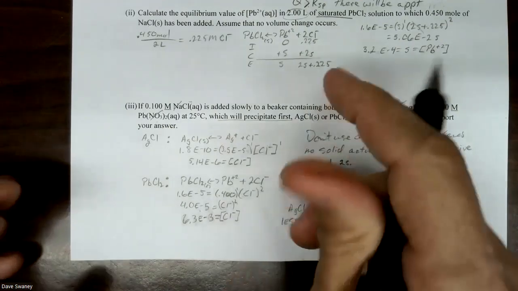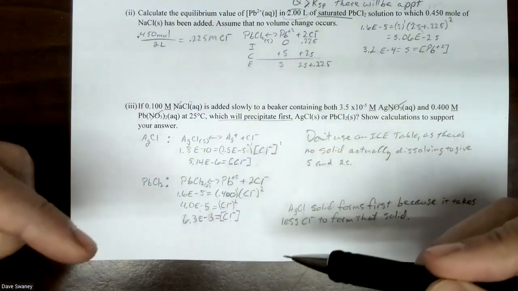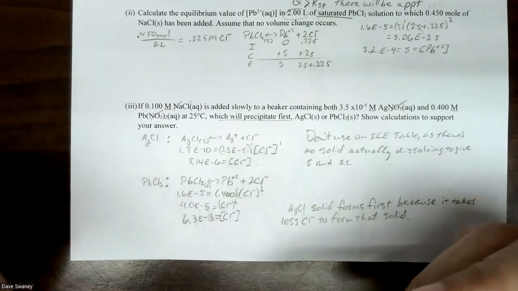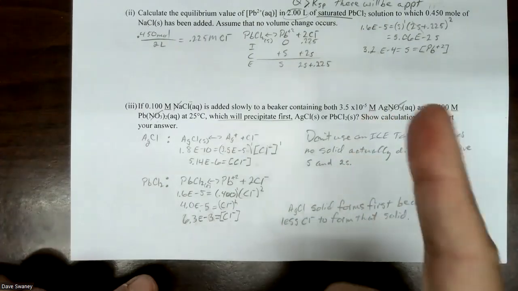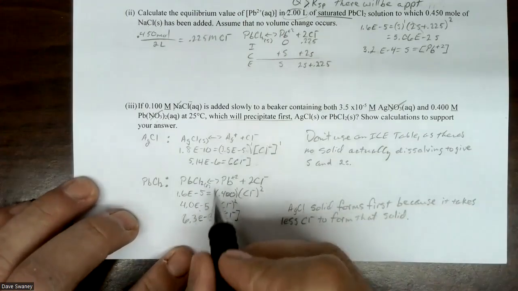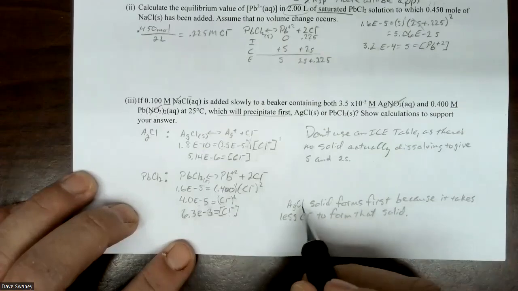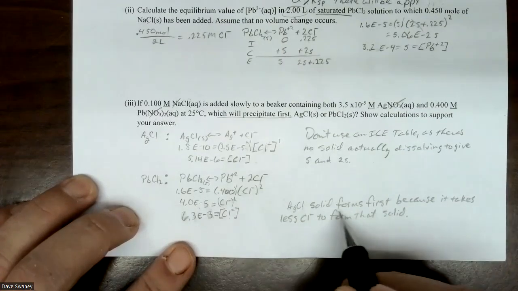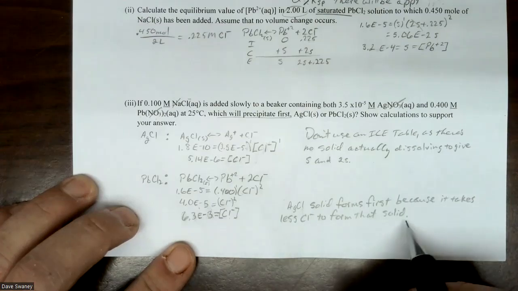Now, obviously, as we add the NaCl, it's coming up from 0. The molarity of Cl minus cannot be anything greater than 0 when there's nothing there. So it's got to rise from 0, and it's got to hit the smaller number first. And this is the smaller number. So AgCl solid forms first because it takes less Cl minus to form that solid.